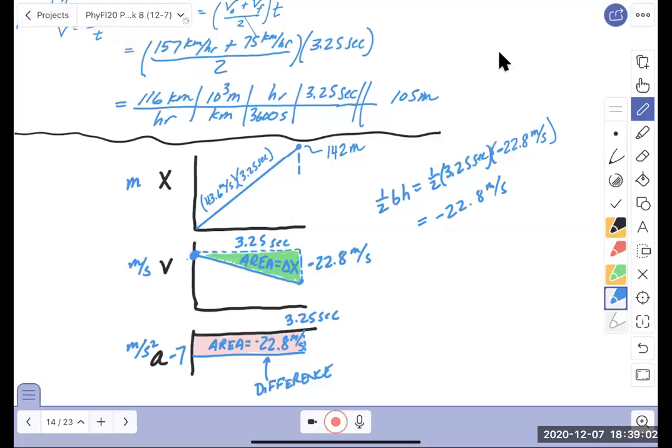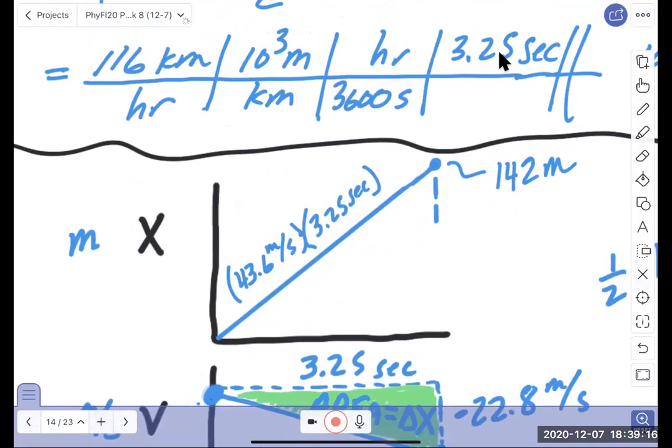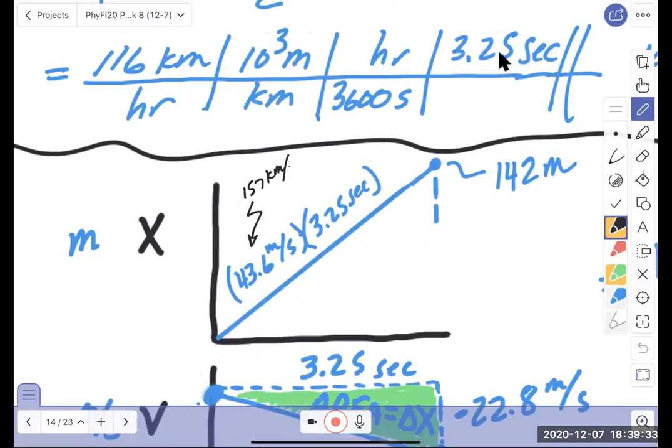So if there was no negative acceleration, then what would happen to the position is this, right? It would just be that 157 kilometers per hour, which I converted here to meters per second, times 3.25 seconds. That puts me at 142 meters. That's if there were no negative acceleration.